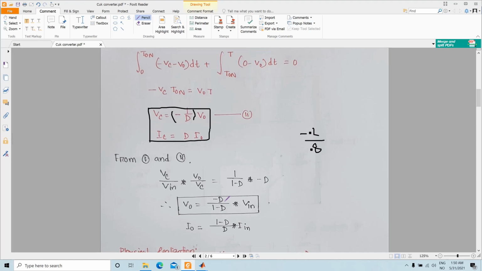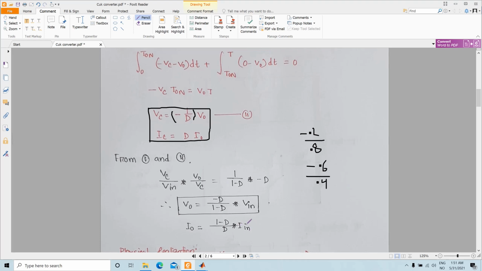But if you change this duty cycle to more than 0.5, let's say 0.6, in the numerator you have minus 0.6 now, and in the denominator you have 0.4. That means it can now be used as a step up operation, and the output voltage can be higher than the input voltage. And the current equation will be the opposite of this factor, because the product of the output current and output voltage should be the same as the input voltage and input current, considering all the circuit parameters as ideal, that means there is no loss.